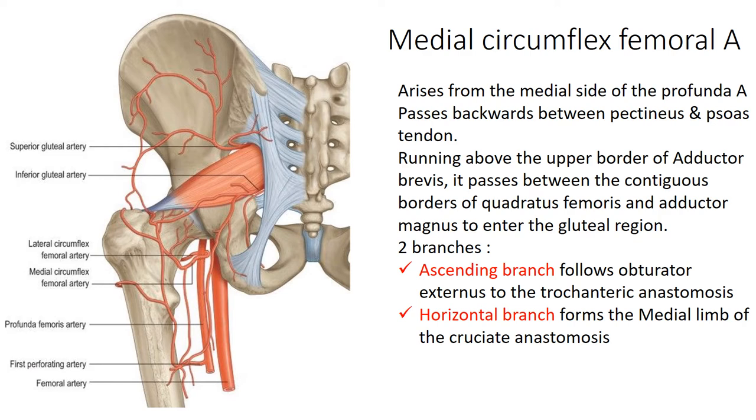So it passes around the quadratus femoris and adductor magnus to enter the back portion, the gluteal region. And here it gives two sets of branches, an ascending branch and a horizontal branch. This ascending branch follows the obturator externus and contributes to the trochanteric anastomosis. It supplies the head and neck of the femur. And this horizontal branch forms the medial limb of the cruciate anastomosis, so it contributes to the cruciate anastomosis.